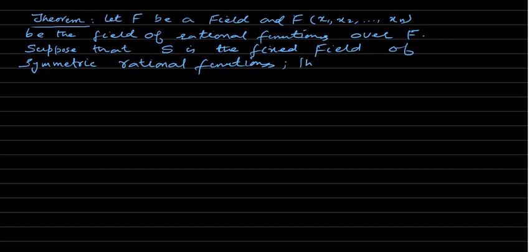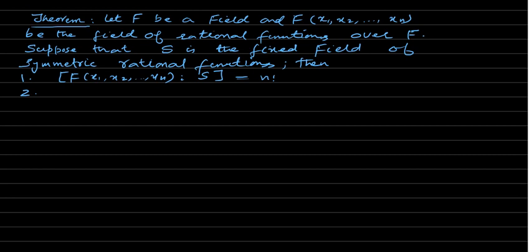Then the following holds. First property: the degree of the field F(x1, x2, ..., xn) over this fixed subfield S is exactly equal to n factorial. It is the order of Sn actually. Okay? It's exactly equal to n factorial.